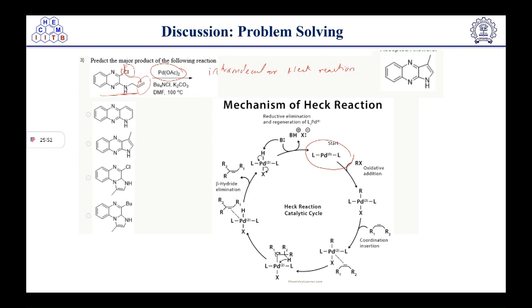Here 1, 2, 3, 4, 5, a five-membered ring along with the methyl at this position. From here to here, ring formation is taking place. After the beta hydride elimination, we observe the ring formation. So the correct answer here is option number two. Practice this question by yourself because we have discussed it two times. I hope you are able to solve this question, so please try yourself.